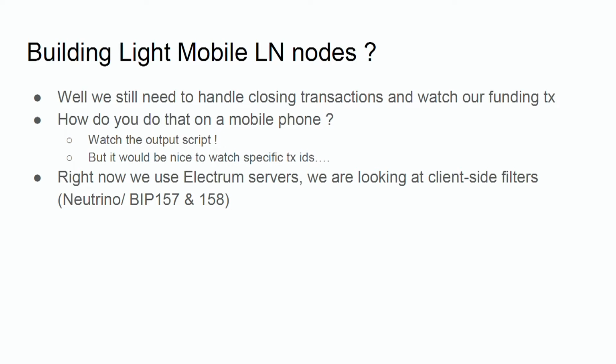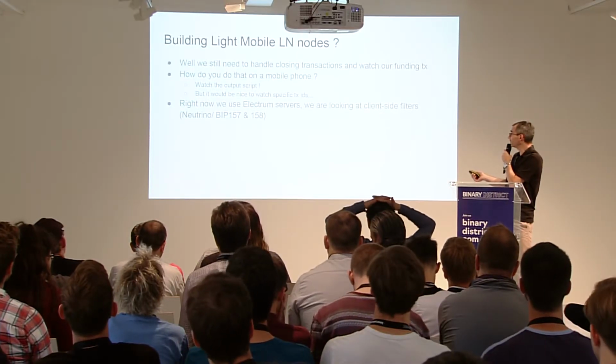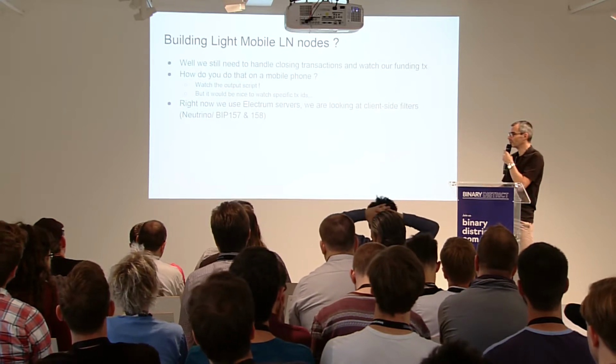And how do you do that on a mobile phone? You don't have a full node at your disposal. And basically what you can do is watch the output script. That works. But it would be nice to watch for specific transaction IDs, the funding transaction IDs. And the good news is, right now we're using Electrum servers. I think Electrum is developed in Berlin. But there's a nice idea for Lightning wallets called Neutrino client-side filtering. That's something we may switch to in the future.